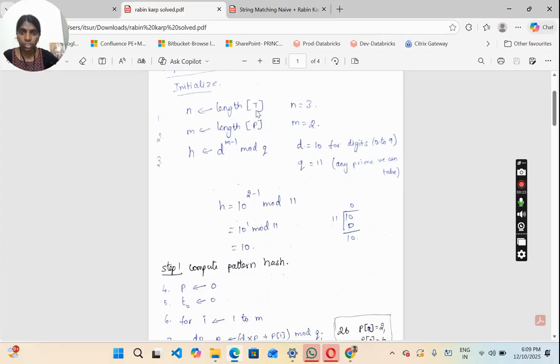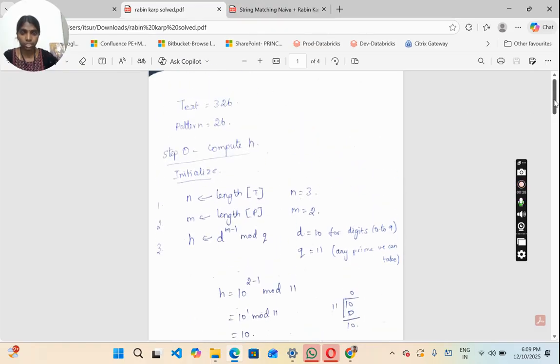So first is n equal to length of t. Given text is 326, which has length 3, so n equal to 3. m equal to length of p, which is 2. Our pattern length is 2. And then h equal to d power m minus 1 mod q. This hash we'll be using when we shift to the next.